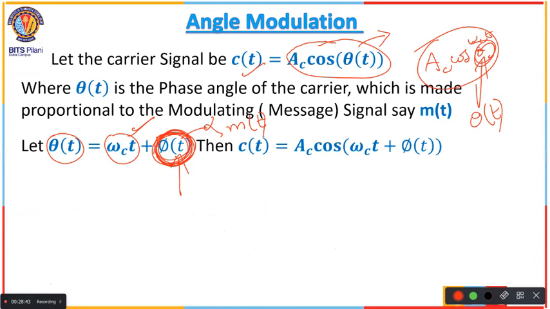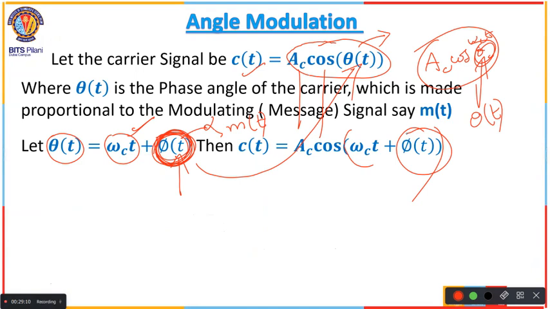Have you understood this? Now you see, substitute this here. So what you will get? AC cos of omega ct plus phi of t. Have you understood this now? Now in this, which term is proportional to the message signal? This term is proportional to the message signal.